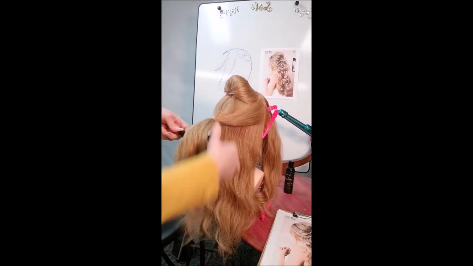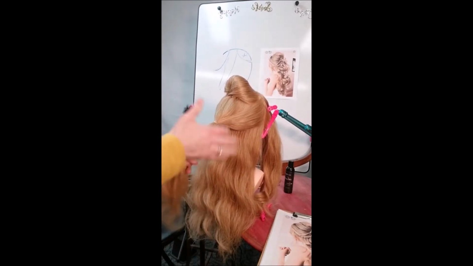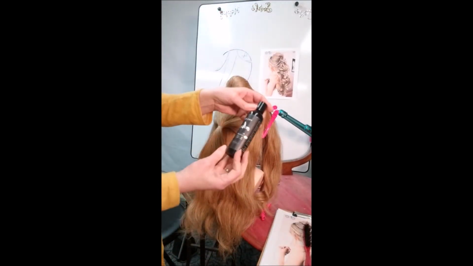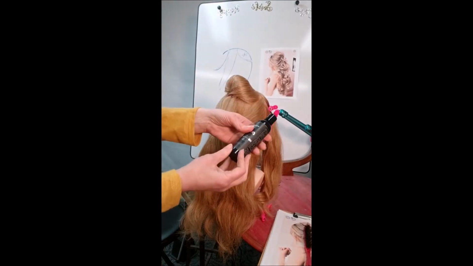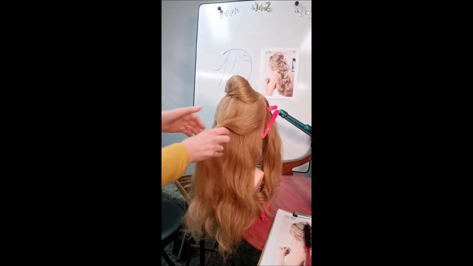So for this mannequin, she already had some curl from before, but she was quite frizzy. So for her, I did use this enhanced serum from Paul Joseph line. And it's got some carrot oil and vitamins, and it just smoothed things down for me.